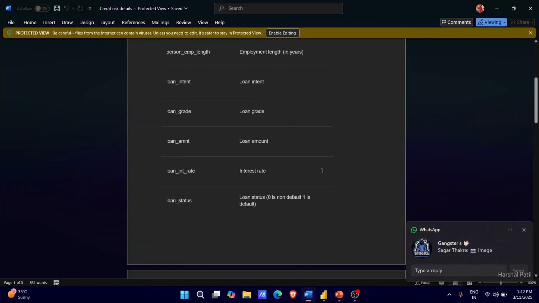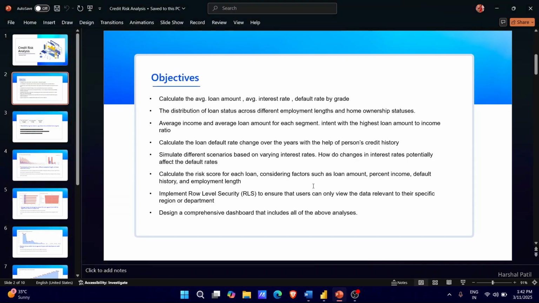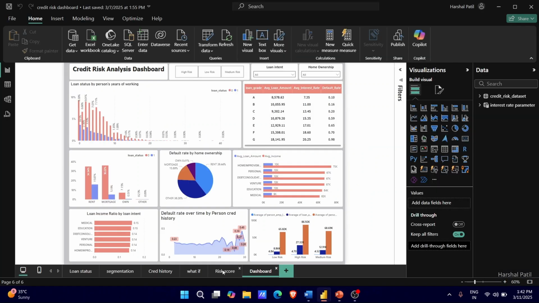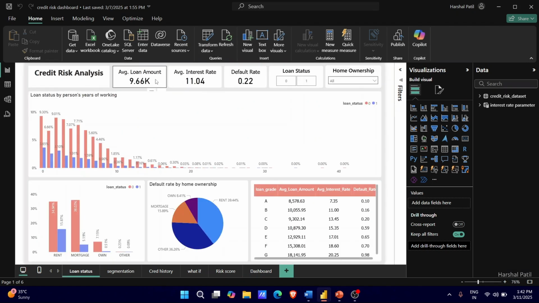The first question asked was: using DAX, calculate the average loan amount and the average interest rate for each loan grade. How do these metrics correlate with default rate? So for that, we've calculated the average loan amount, average interest rate, and default rate using the average function, using DAX, where you can see here we have the average loan amount, average interest rate, and default rate.